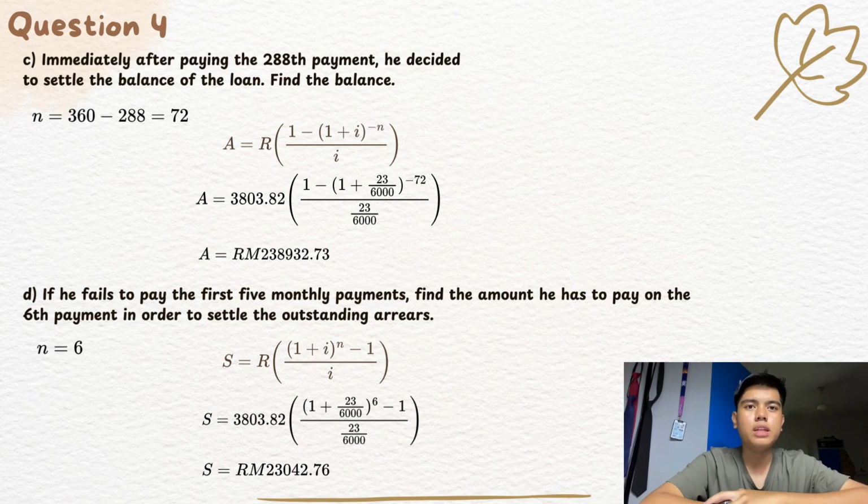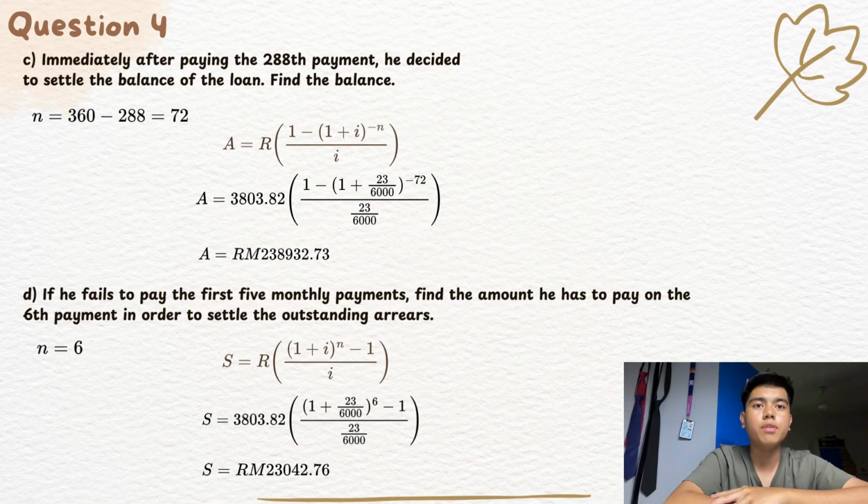In order to find the balance, which is the present value, we will be using the present value formula. Then we will just put the information into the formula, and our final answer will be 238,932 and 73 cents Ringgit Malaysia.